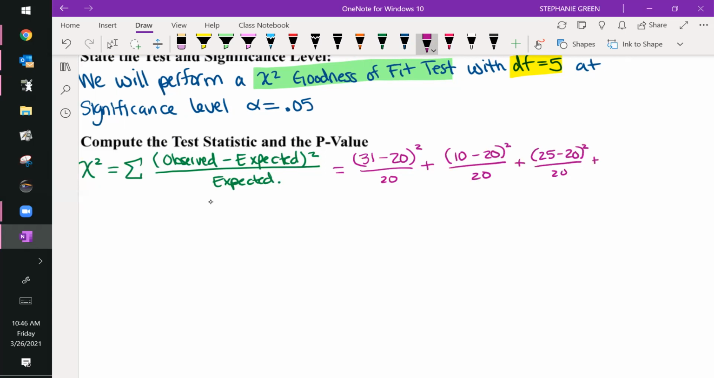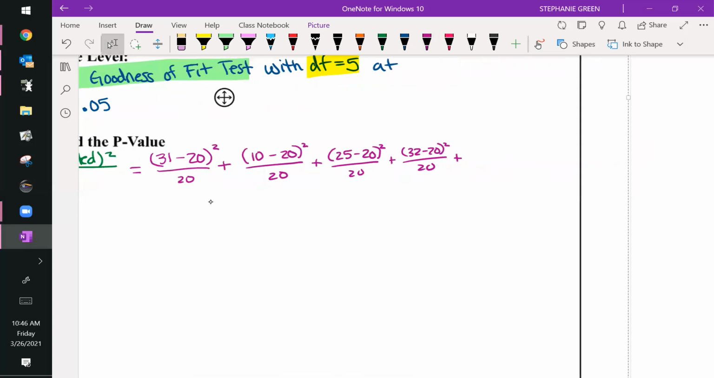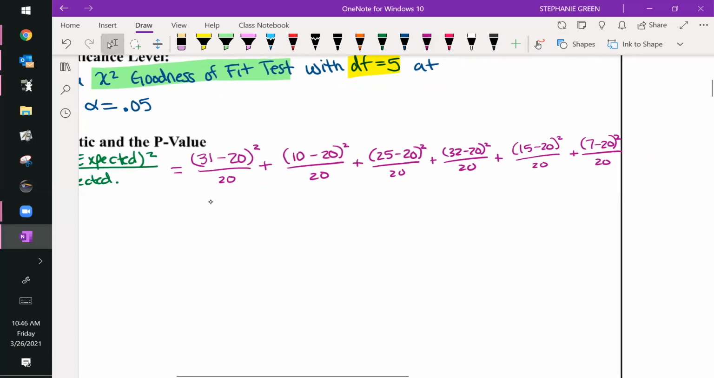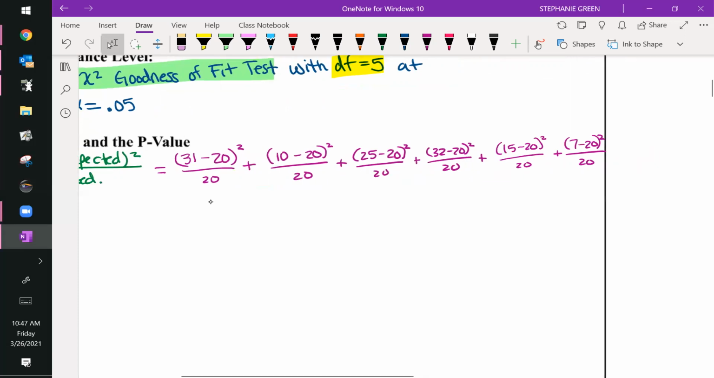For O, we observed 32 and expected 20. For D, we observed 15 and expected 20. And finally, for A, we observed 7 and expected 20. So you can imagine the more possible outcomes you have, the longer this initial formula is going to be.